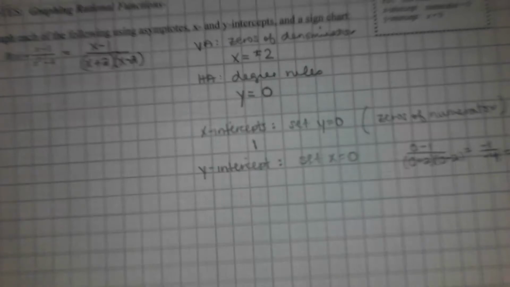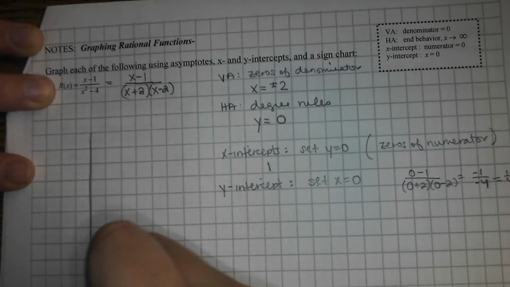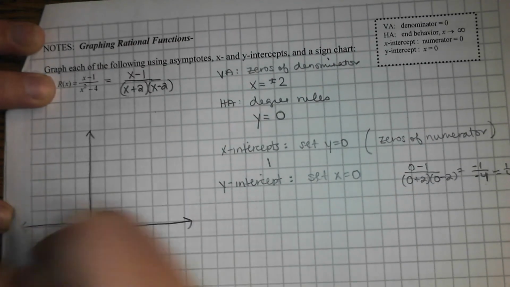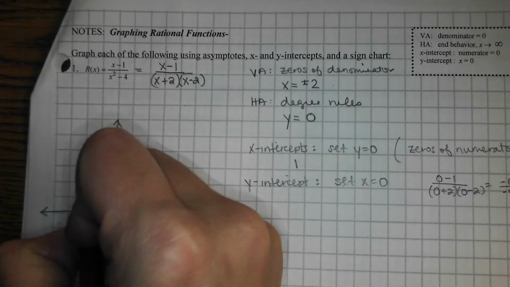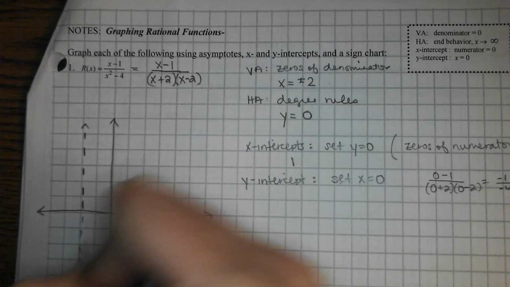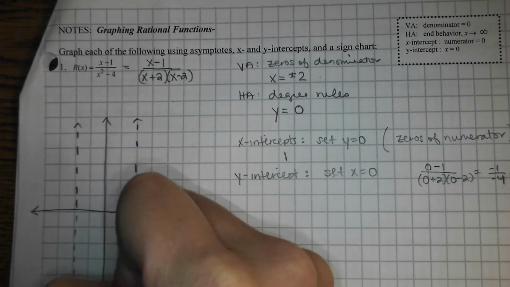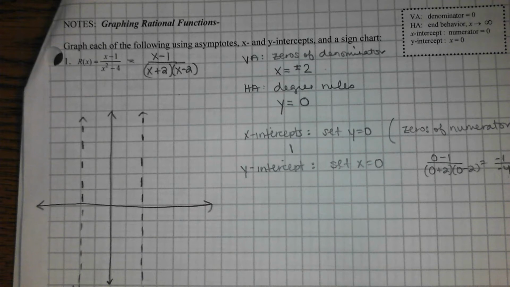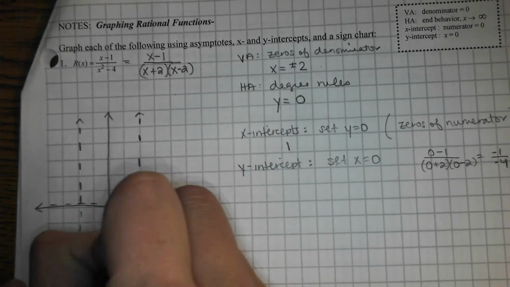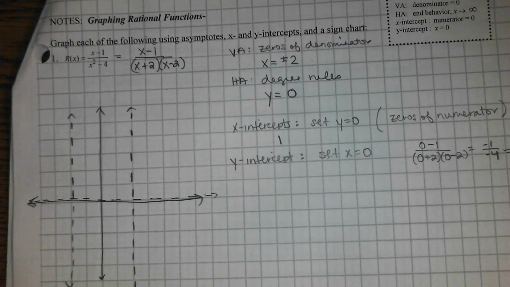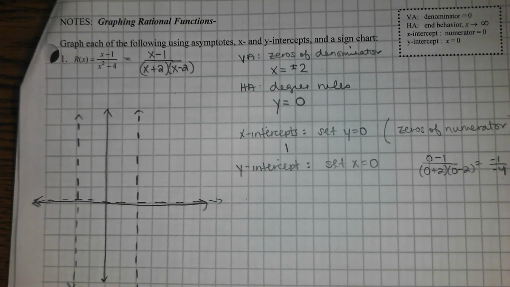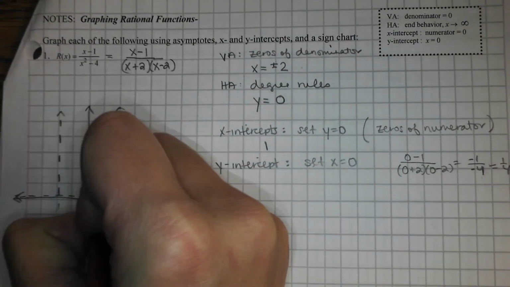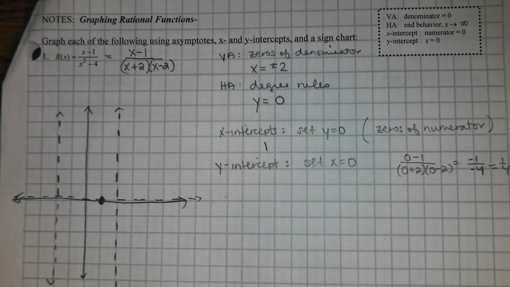So we'll get the basic structure in there. I'm not going to scale it, which means just assume it's ones all around. Your vertical asymptotes were at plus or minus 2. Your horizontal asymptote is at 0, which again, we can cross, but as we go towards infinity, it's going to get closer to that, either coming from the bottom or from the top. Your x-intercept is 1, and your y-intercept was 1/4.